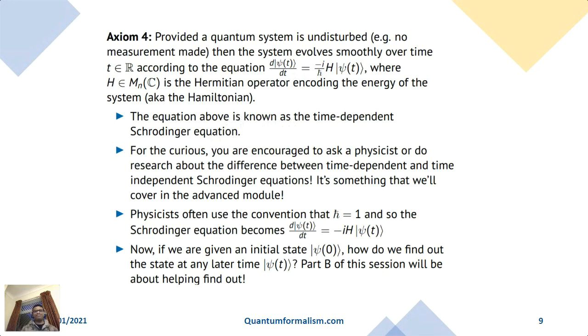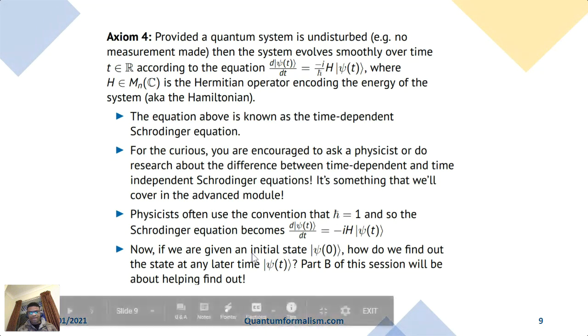Okay, I know you are all very curious. You will be asking, what's the difference between this and the time-independent Schrodinger equation? This module is not the place to talk about that, but I recommend you ask a physicist or do some research to see the difference. It's something that we will cover in the advanced module once we have the language to discuss all this. One thing also to note is that physicists take the convention of setting h bar, which is the Planck constant, to 1. I forgot to mention it there, but it doesn't matter. Most of you already know this. So therefore, the Schrodinger equation becomes this.